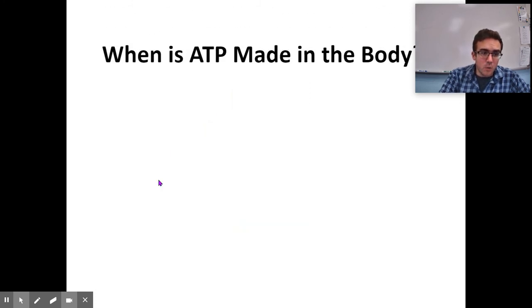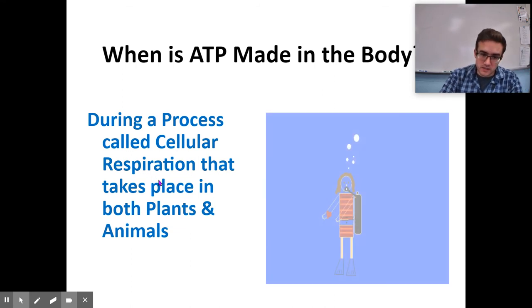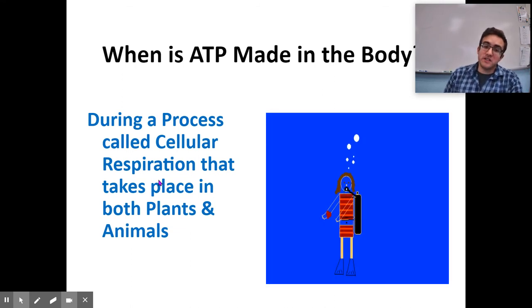But when is it made? Like, where in the body, when is it made? So it's during a process called cellular respiration, and the next thing we're talking about is cellular respiration and how ATP is actually made inside of our body. That's the next thing we're going to talk about. And cellular respiration takes place both in plants and in animals. So that's where we're looking at next.